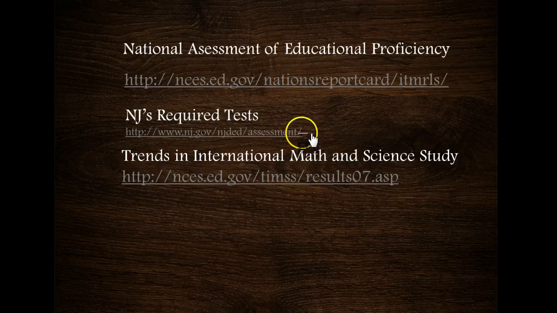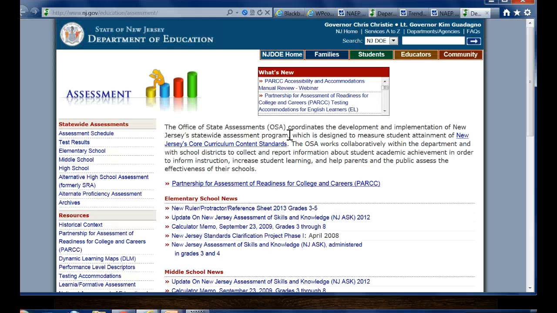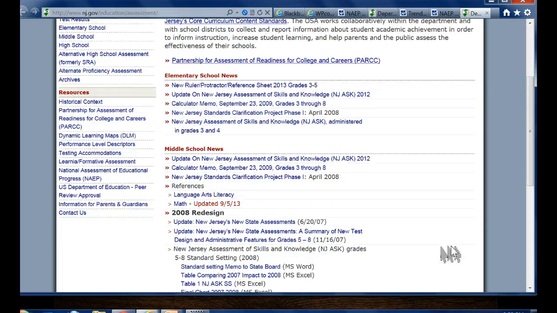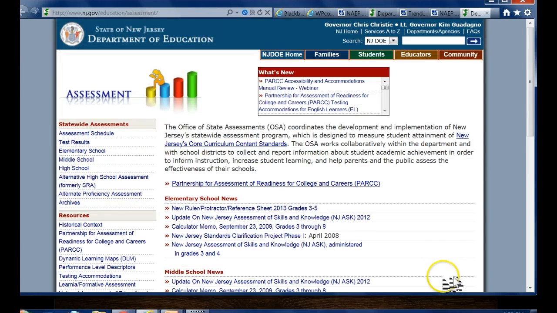Now, here are the tests in the state of New Jersey that you need to know. You need to know them. Here they are. By the way, this is the New Jersey Department of Education's website. For elementary school, you're going to have to administer the New Jersey Assessment of Skills and Knowledge. It is administered in grades 3 through 8.